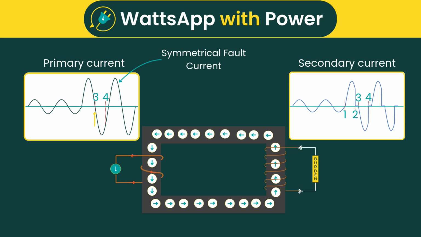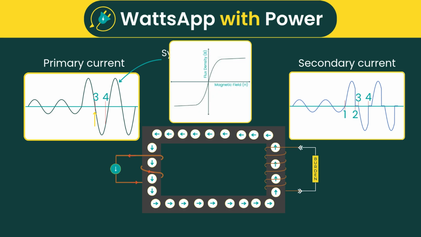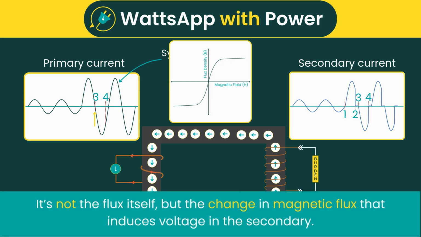This behavior is also visualized using the well-known BH curve. When the curve flattens, it signals saturation. The core can't support further changes in flux. And here's the key idea. It's not the flux itself, but the change in magnetic flux that induces voltage in the secondary. So, when the flux stops changing, the CT can no longer generate the correct secondary current, even though the primary current is still flowing.